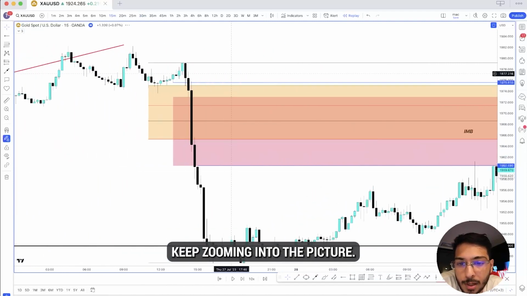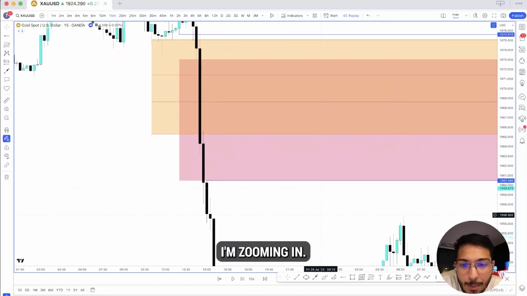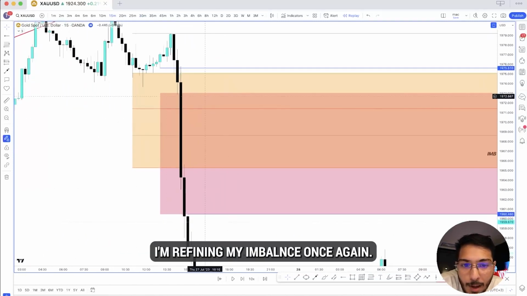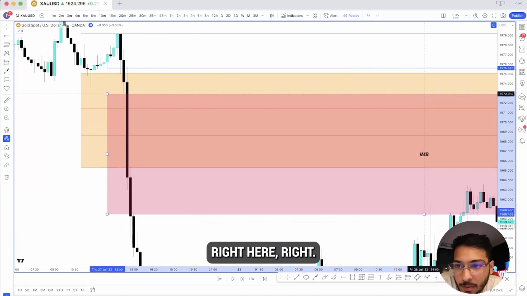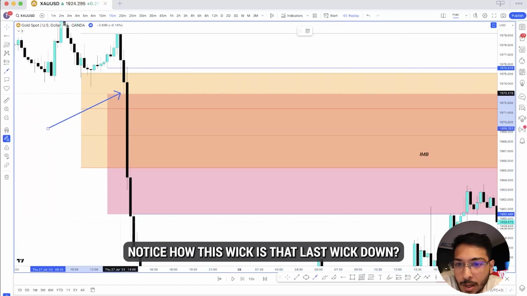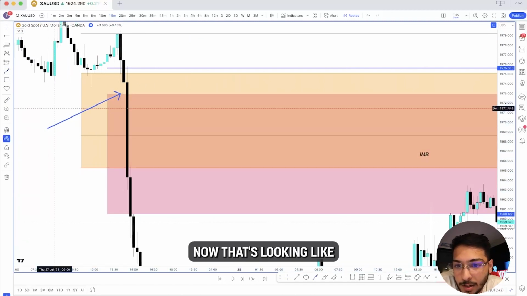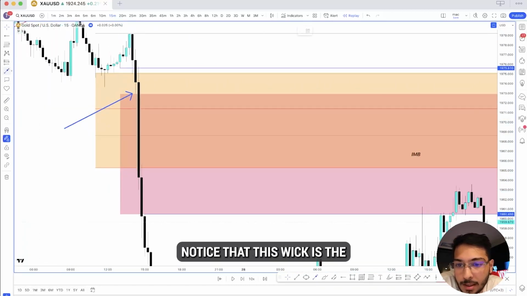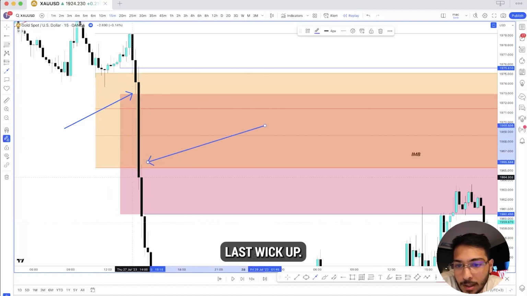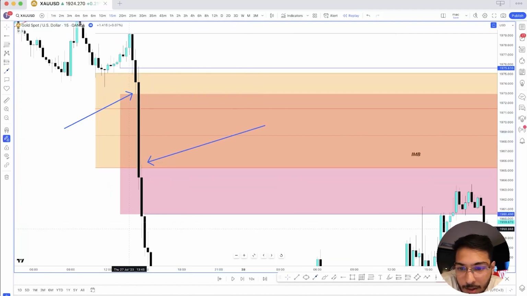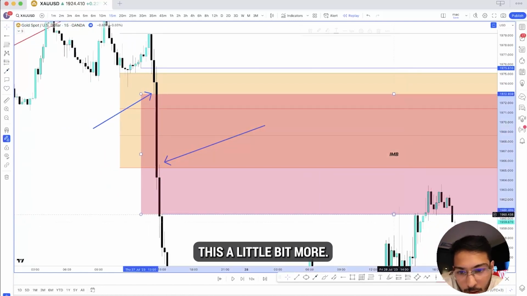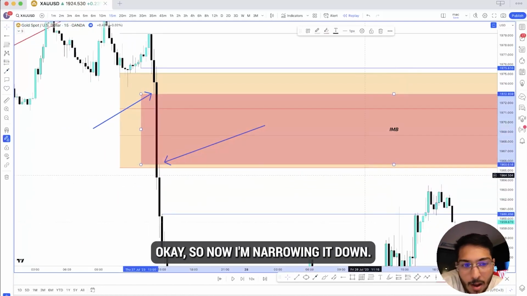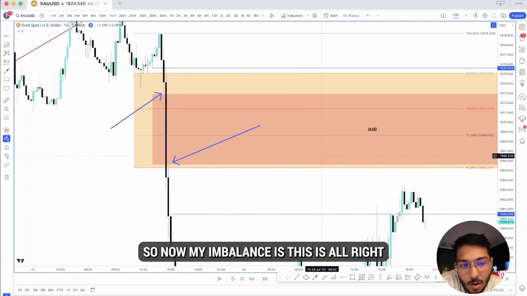I'm going to keep zooming into the picture. Now I'm zooming in, I'm refining my imbalance once again. My imbalance looks really good right here, right? Notice how this wick is that last wick down. That's looking like a strong wick, right? Notice that this wick is the last wick up. Now I've got to fine tune this a little bit more. Okay, so now I'm narrowing it down. Okay, so now my imbalance is this zone, right?